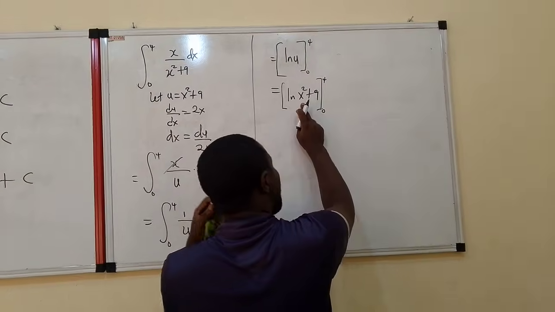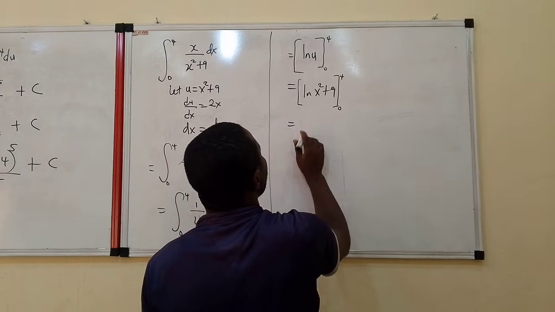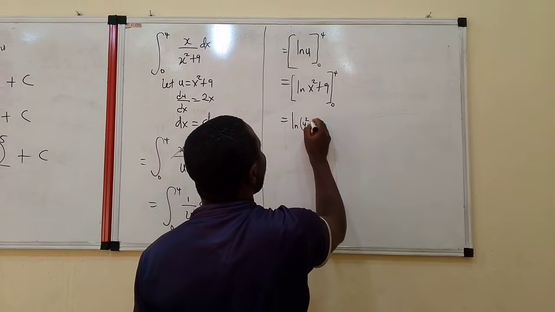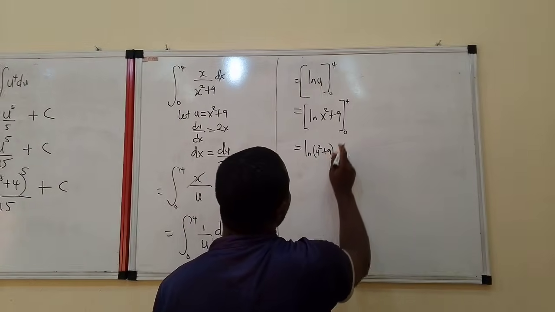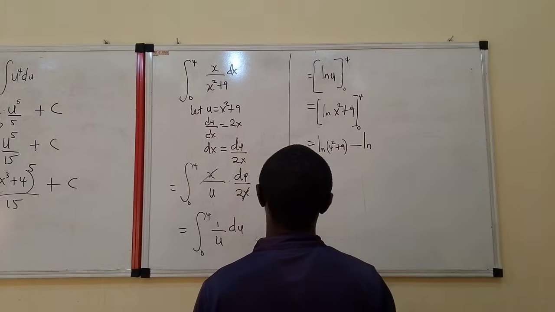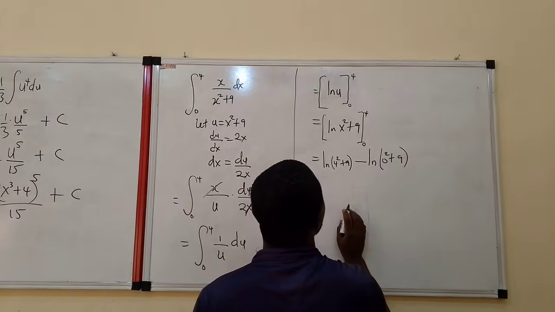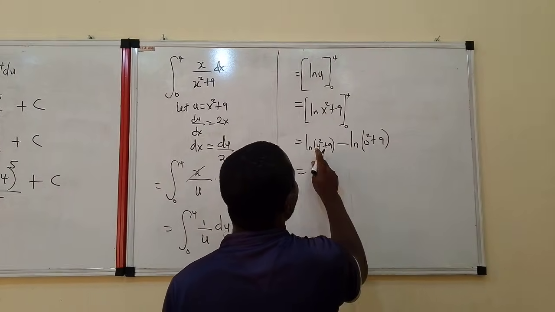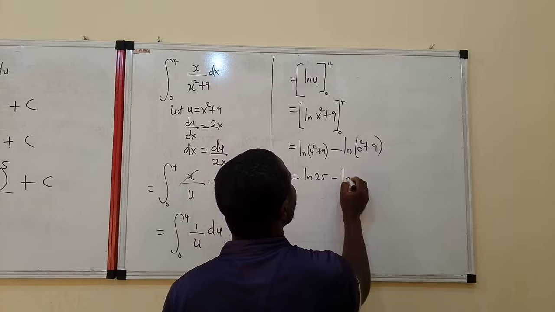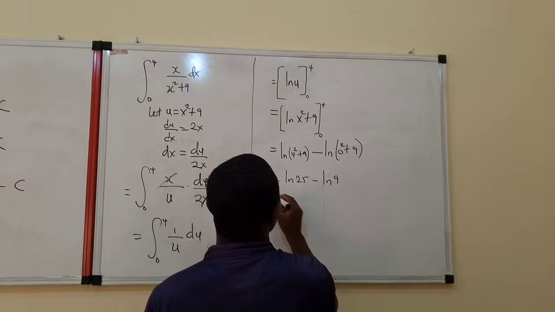Because it's a definite integral, that's how you do this. Anywhere you see x, you are going to substitute 4 first. So I'll say ln, anywhere I see x, I'll write 4: 4 squared plus 9. Then minus, anywhere I see x, now you write 0: 0 squared plus 9. So this will give me ln of 4 squared, which is 16, plus 9 is 25, minus ln of 0 squared, which is 0, plus 9 is 9.